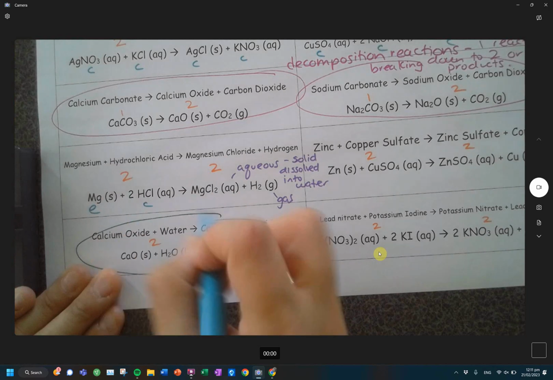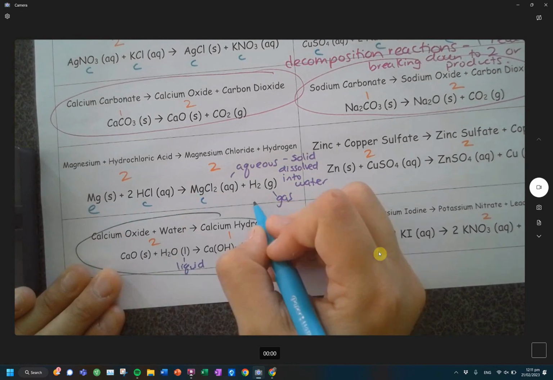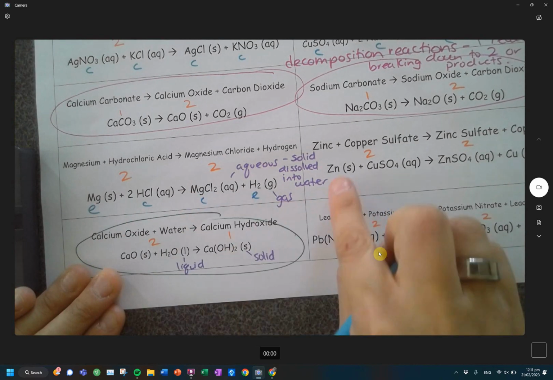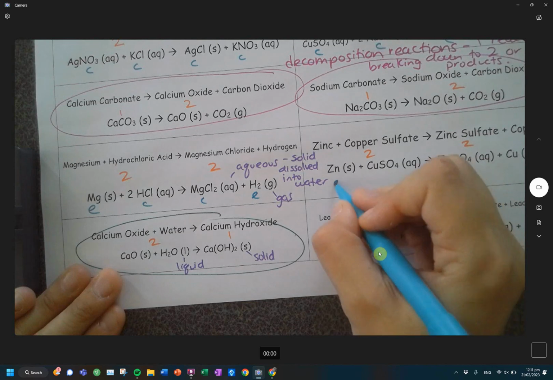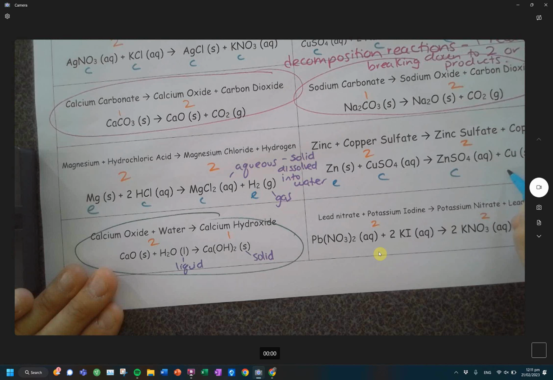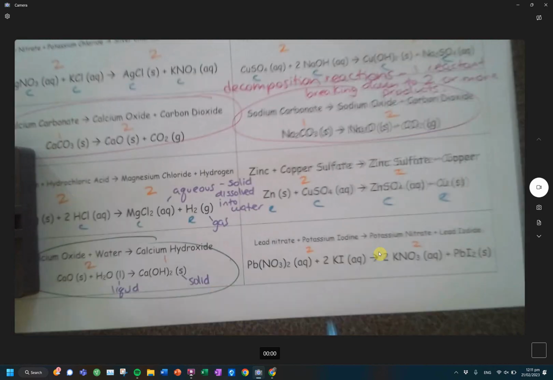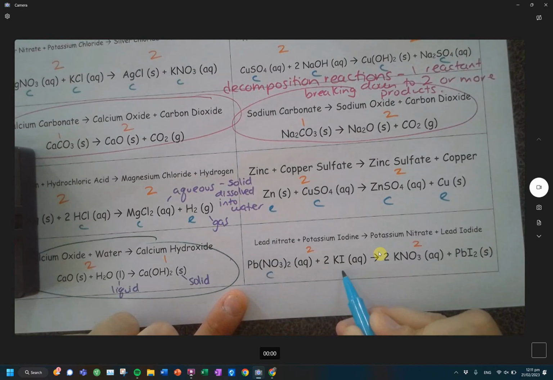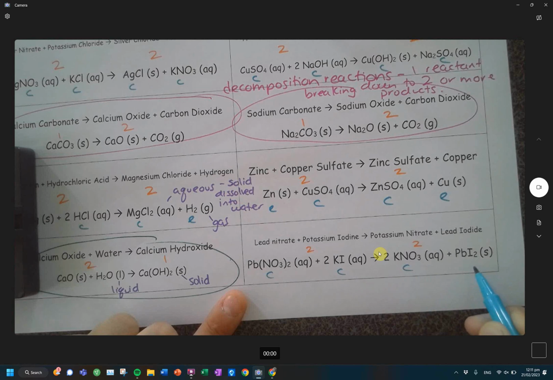Compound. Compound. Element. Compound. Element. Just zinc, element. Compound. Element. Element. Compound. Element.